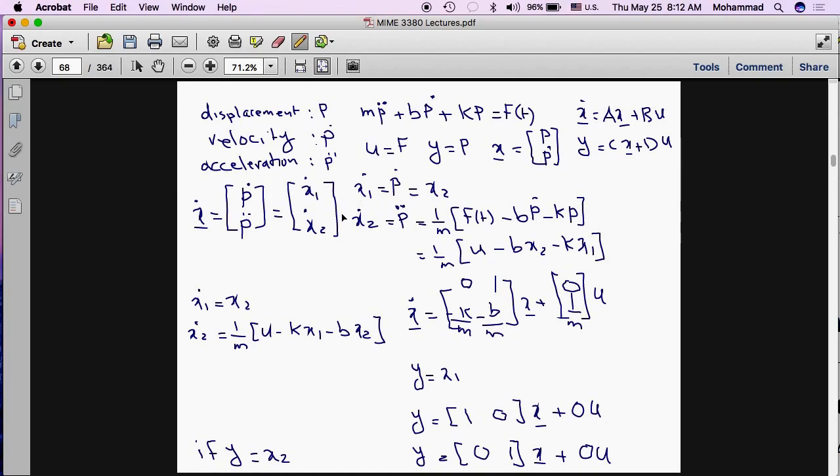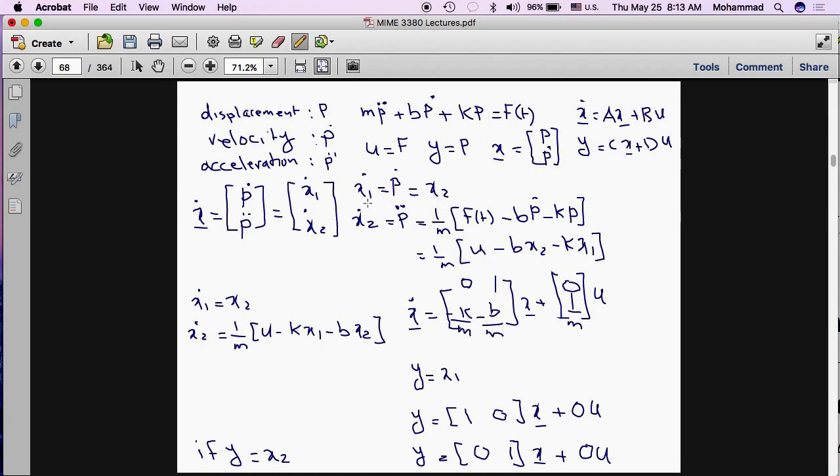And that allowed us to find x dot, which was p dot and p double dot. So we said, okay, p dot is our first dot variable. We called it x1 dot. And p double dot is our second, so we called it x2 dot. So we found x1 dot is equal to x2. It's fairly easy to see that x1 dot, p dot, is equal to the second member of x.